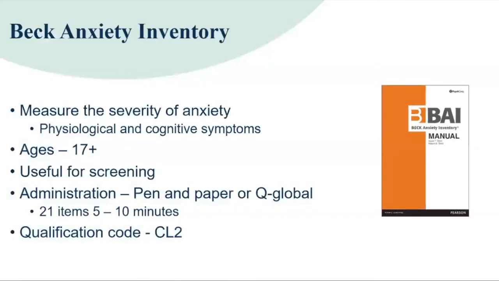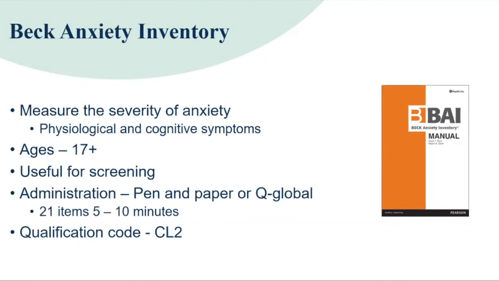The Beck Anxiety Inventory is the most widely used instrument for detecting anxiety, and it measures the severity of anxiety in adults and adolescents aged 17 and above. It evaluates both physiological and cognitive symptoms of anxiety, and importantly, item overlap with other self-report depression inventories is minimised. The Beck Anxiety Inventory has been found to discriminate well between anxious and non-anxious diagnostic groups, and as a result, it is useful as a screening measure of anxiety in a variety of clinical populations.